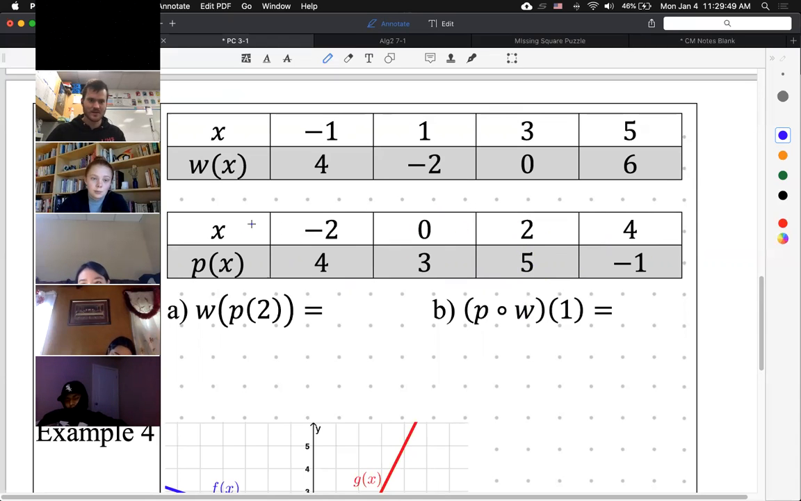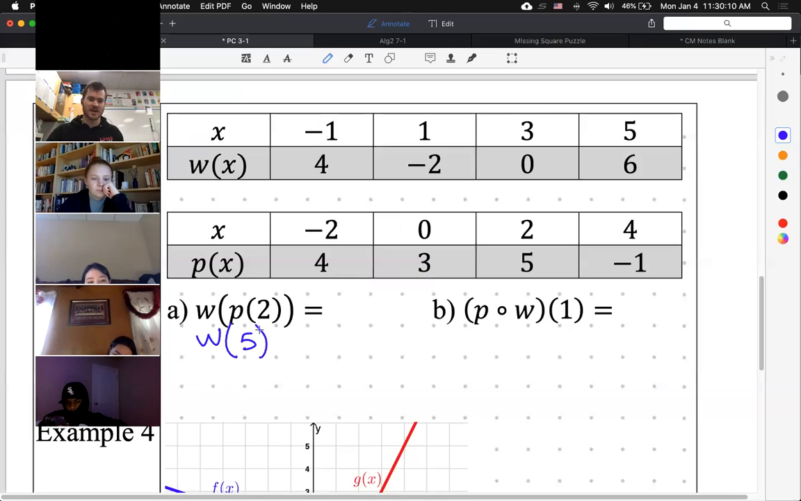Jaden is clearly seeing that the inputs are all up here and we have an input of 2. So I'm looking at this 2 right here. That 2 has an output of 5. So I come back over here and say, okay, I know what P of 2 is. P of 2 is 5. So I can reduce that and say this is now W of 5.